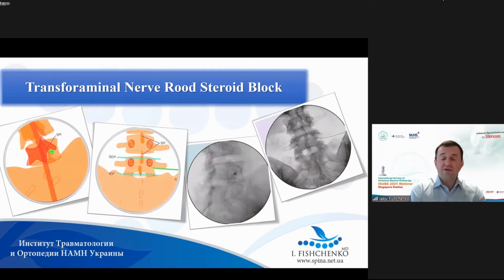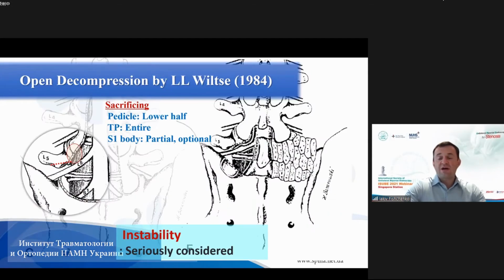Under X-ray control, we can make a transforaminal injection through the L5 foramen and remove the influence on the L5 nerve root. If it's not useful, we can suggest surgery to our patient.